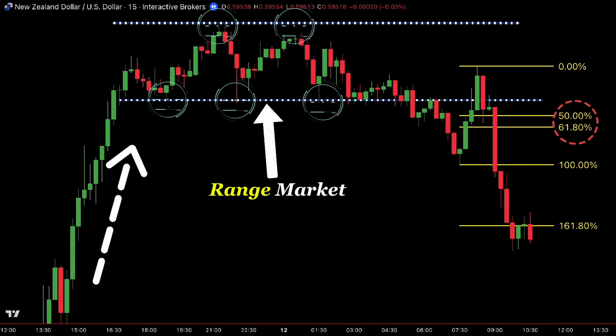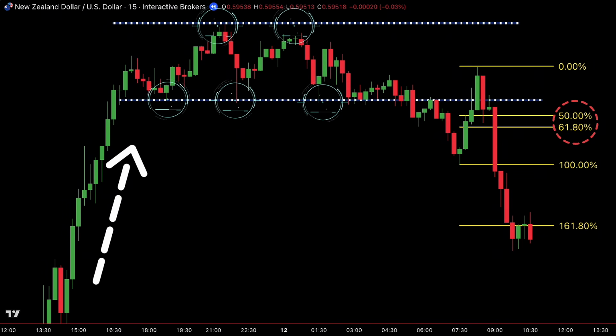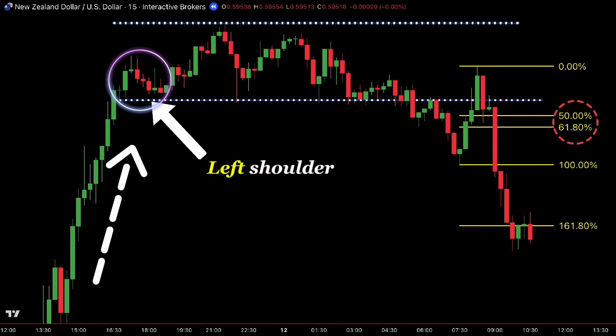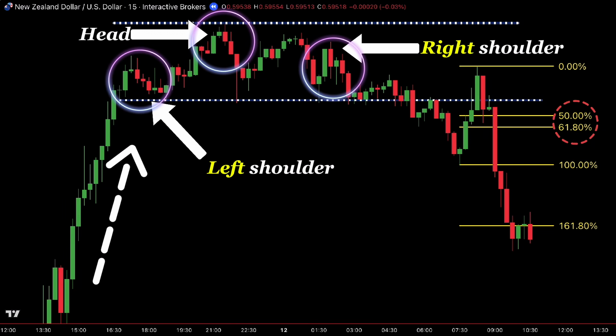The structure has changed. Inside this range, you can clearly see a left shoulder, a head, and a right shoulder, a classic head and shoulders formation. This is a reversal pattern, not a continuation. So, expecting the Fibonacci levels to hold in an environment where the market is preparing to reverse is a recipe for failure.